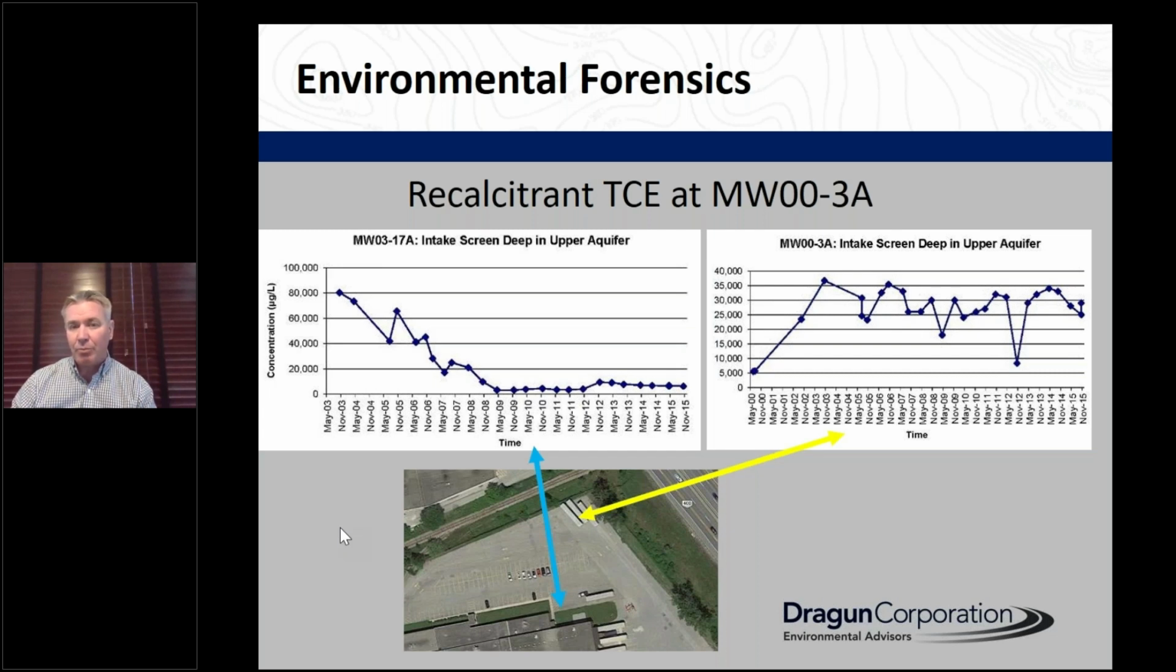The regulators agreed in principle, but weren't comfortable with TCE concentrations at a well near the downgradient property boundary, shown by the tip of the yellow arrow. The TCE concentrations at this well had bounced around a little bit, but were near 30,000 parts per billion. They asked that we explain the source of these high concentrations and why they weren't acting like the rest of the site and declining.